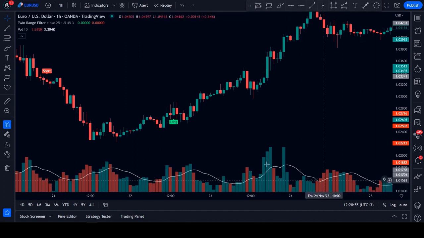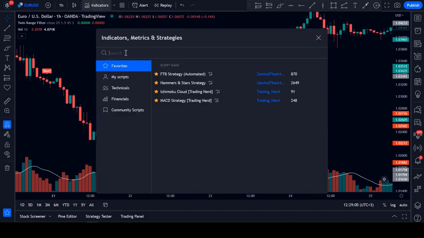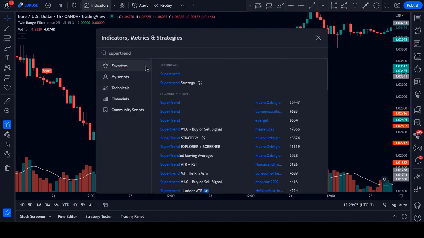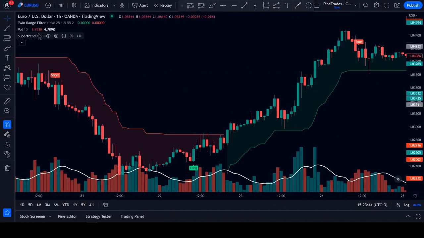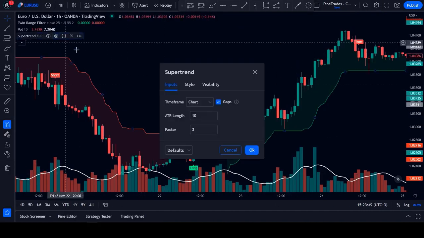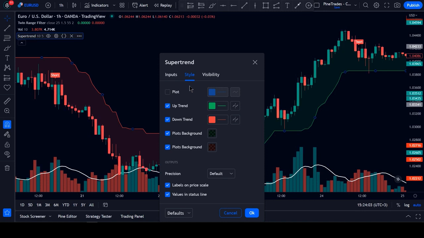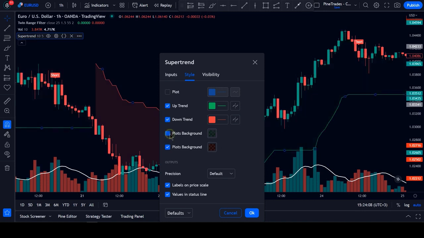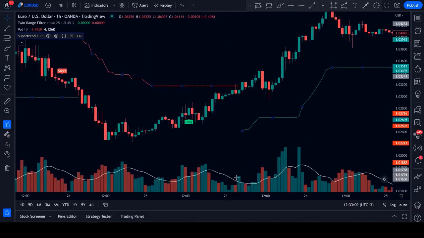Last but not least, our third indicator is called Super Trend. Click on this one under Technicals. Again, we're going to access this indicator's settings by clicking right here. On the inputs tab, change the factor from 3 to 5. Then head over to the style tab and uncheck these background plots like this. After that, click OK. We will be using this indicator to identify trends in the market.